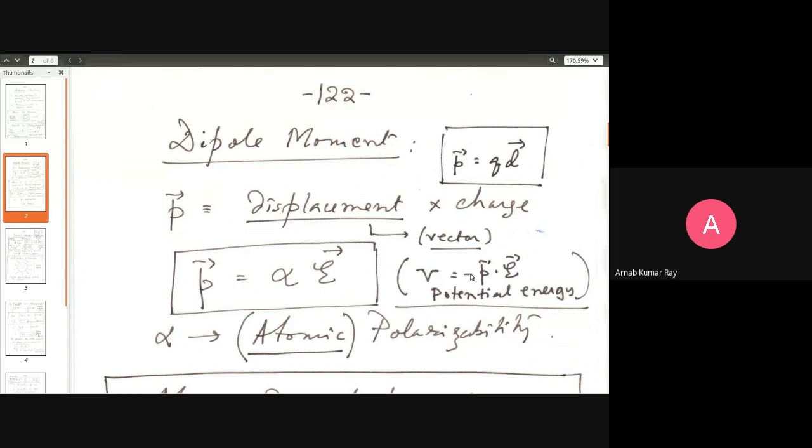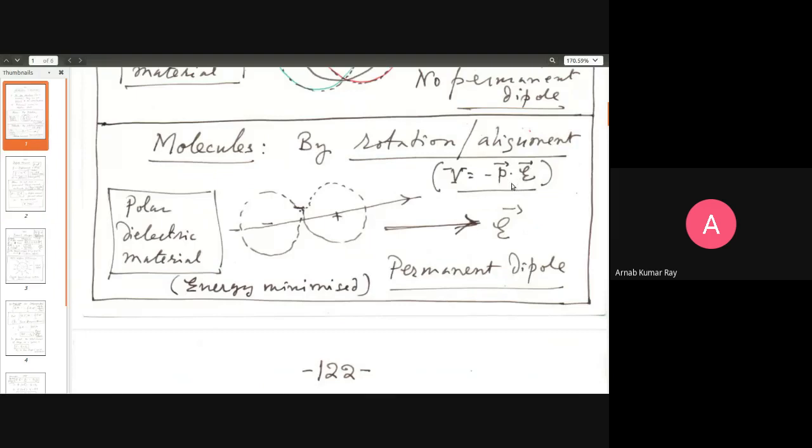V, the potential energy, is minus P dot E. P is the dipole moment, E is the external electric field. Let us go back to this figure once again. P dot E is the magnitude of P times the magnitude of E times cos theta. If these two are aligned, theta will be 0. Therefore, it will just be minus PE, the smallest possible value, when theta is equal to 0.